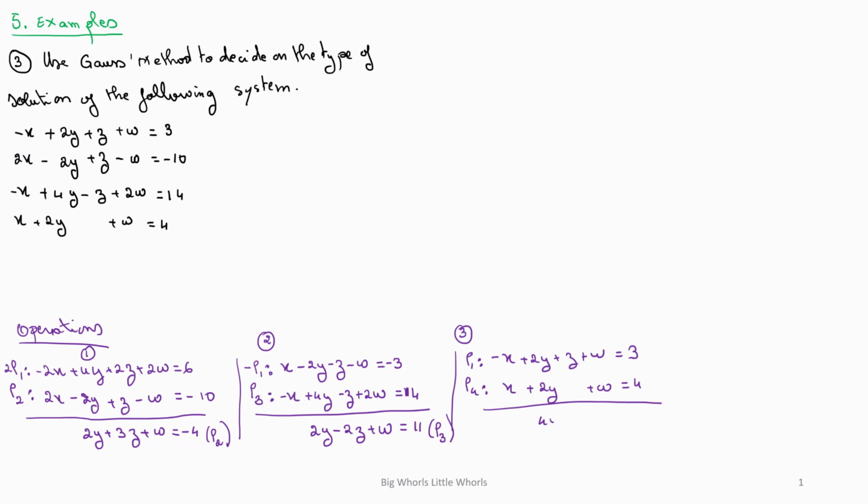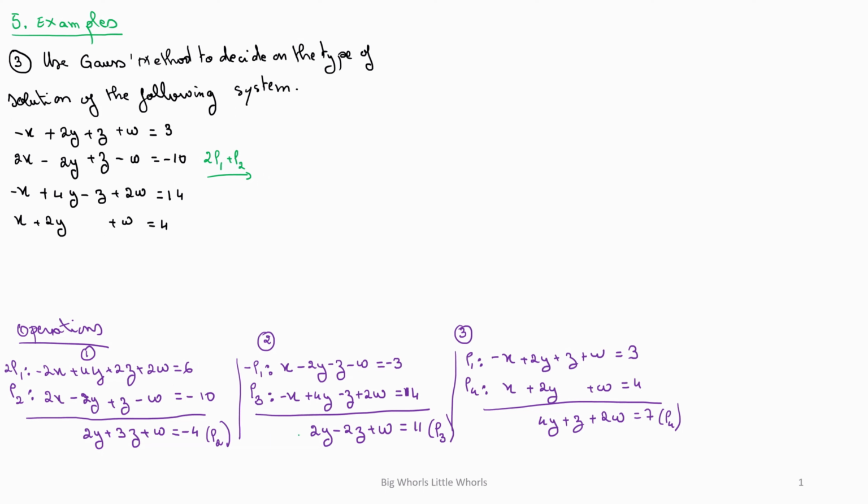So we have 4y plus z plus 2w equals 7. This is going to be our new row 4. Is that okay? First of all, what have we done? To get our new row 2, we did 2 times row 1 plus row 2. That's the first Gaussian operation.